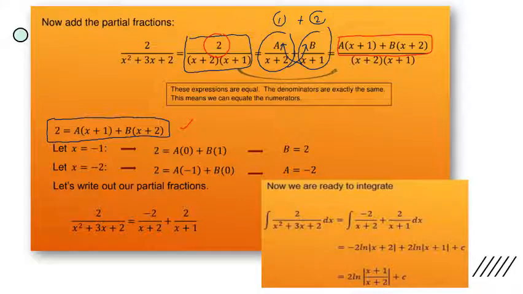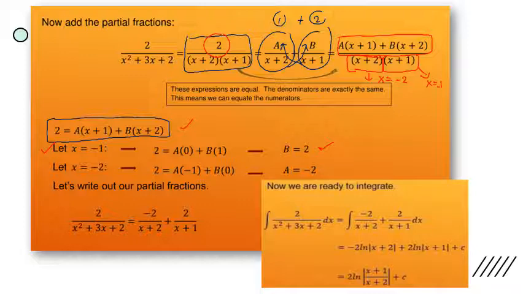Okay, let's look at this denominator part, when x equals negative 2 and x equals negative 1. Let's say when x equals negative 1, we substitute into this equation. So we get 2 equals, okay, this is 0, plus, we substitute x equals negative 1 into this. So we get b times 1. So b equals 2.